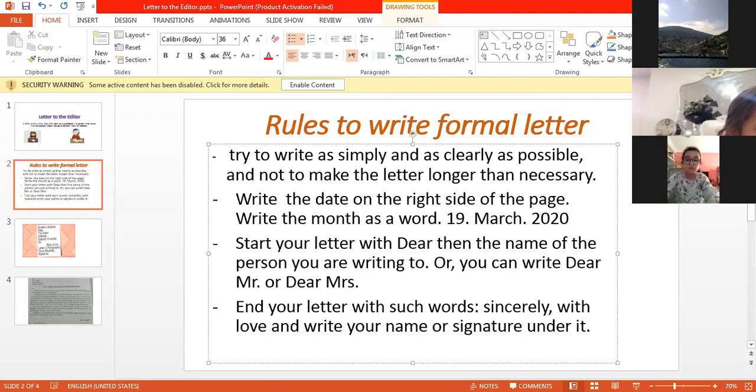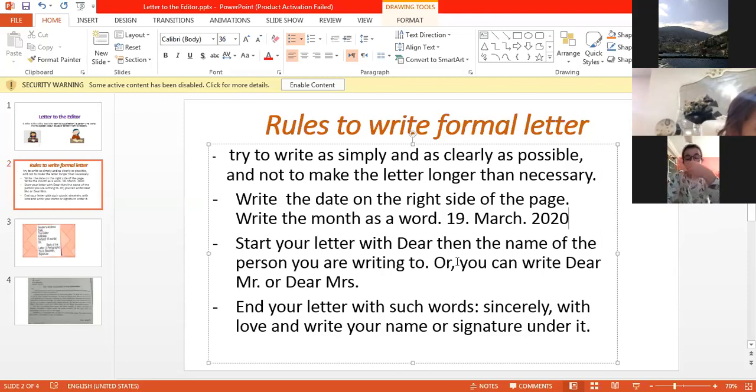So again, what are the rules on writing a formal letter? This is a rule that applies to all kinds of letters: you should be simple, you should be clear, so the publisher or the editor can understand your problem and what you are talking about. Do not make your letter too long, just address your problem and finish. Write the date on the right side of the page of your letter. If you are writing the month, write it as a word, not as a number.